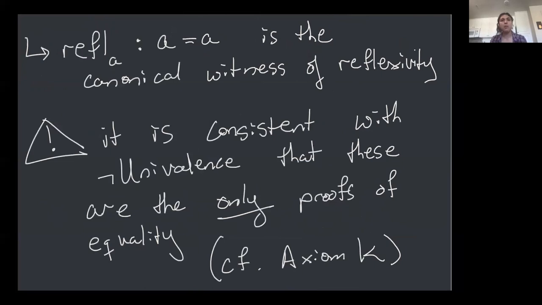Now, it is consistent, and this is a cute little warning to keep in the back of your head, it's consistent that these are the only proofs of equality. This is called axiom K. So if you don't have univalence, then it's possible that refl is the only way that things can be equal. However, as soon as you add univalence, there are going to be things that are equal, but not judgmentally equal. So equal, but refl is not the proof. So this is a good thing to keep in the back of your head.